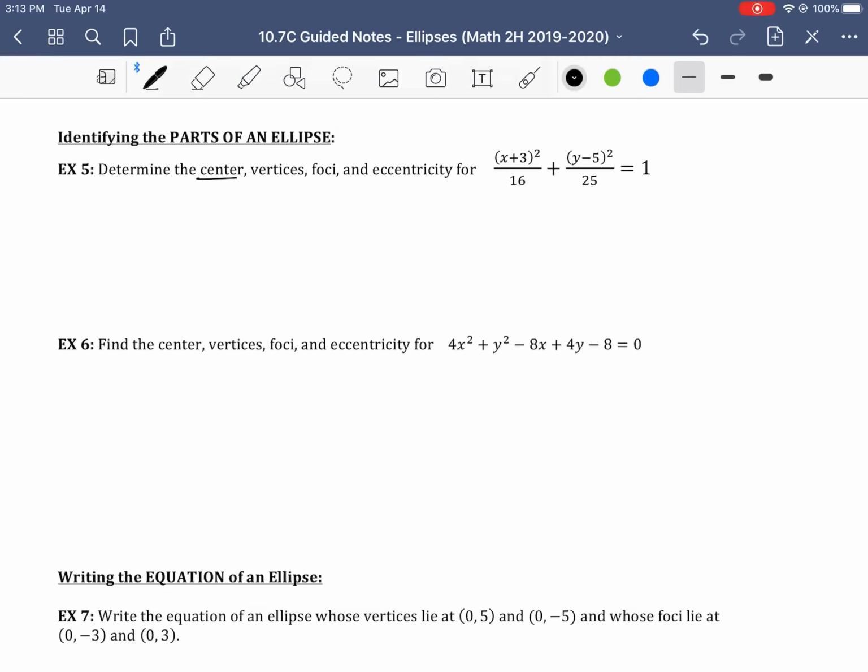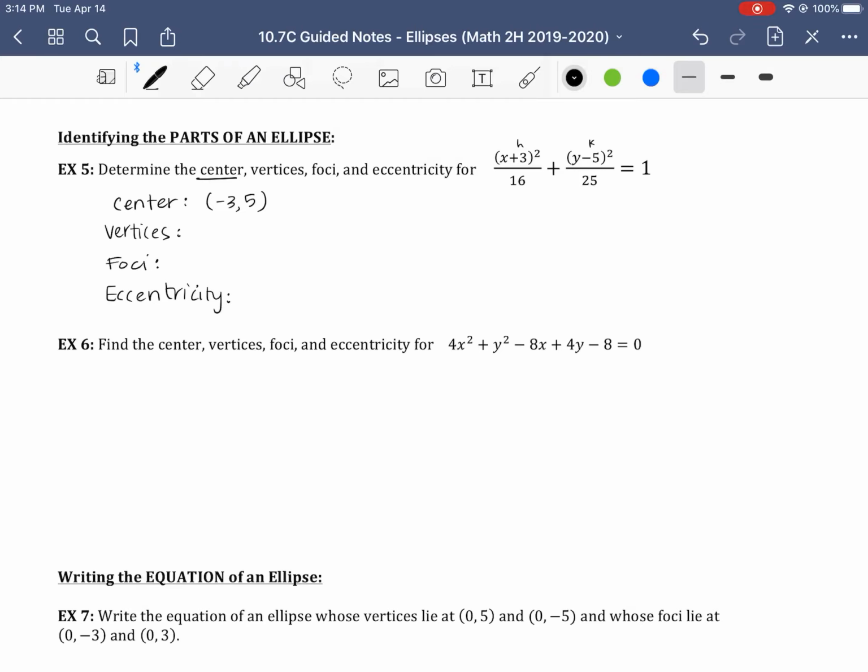This one says determine the center, vertices, foci, and eccentricity for this ellipse here. So the first thing that we want to do is identify the center. That one's pretty straightforward. We've already talked about the center being easy to find from that h and that k. So here's my h, here's my k. We take the opposite of both of those values to find the center of the ellipse. So we're going to say -3 and +5 there. The next ones we're looking for are our vertices, then the foci, and to finish off, the eccentricity, and we'll calculate that.